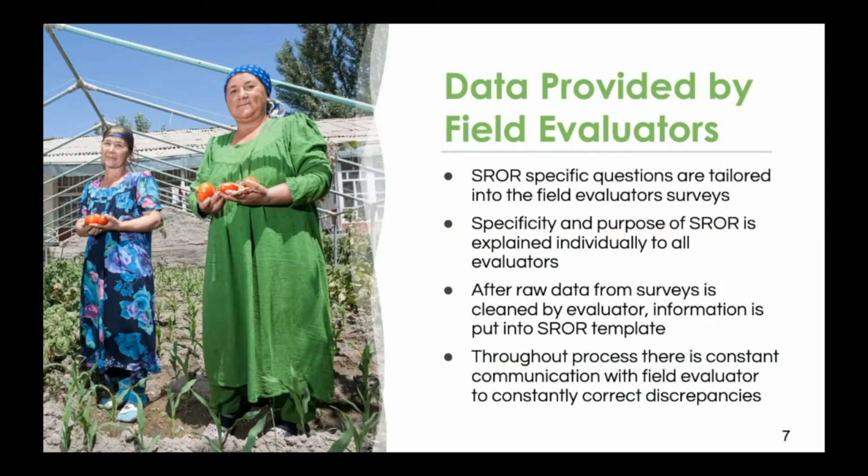So for the data provided by the field evaluators, as I said, in the surveys we put in specific questions related to the purpose of the social rate of return. As part of the survey, there was also a part explaining the social rate of return to the evaluators, so they can more accurately find the information. And then their data was cleaned, and the information was put into the template. And throughout a few weeks, there was constant back and forth between the field evaluator and myself to correct any discrepancies. Next slide.